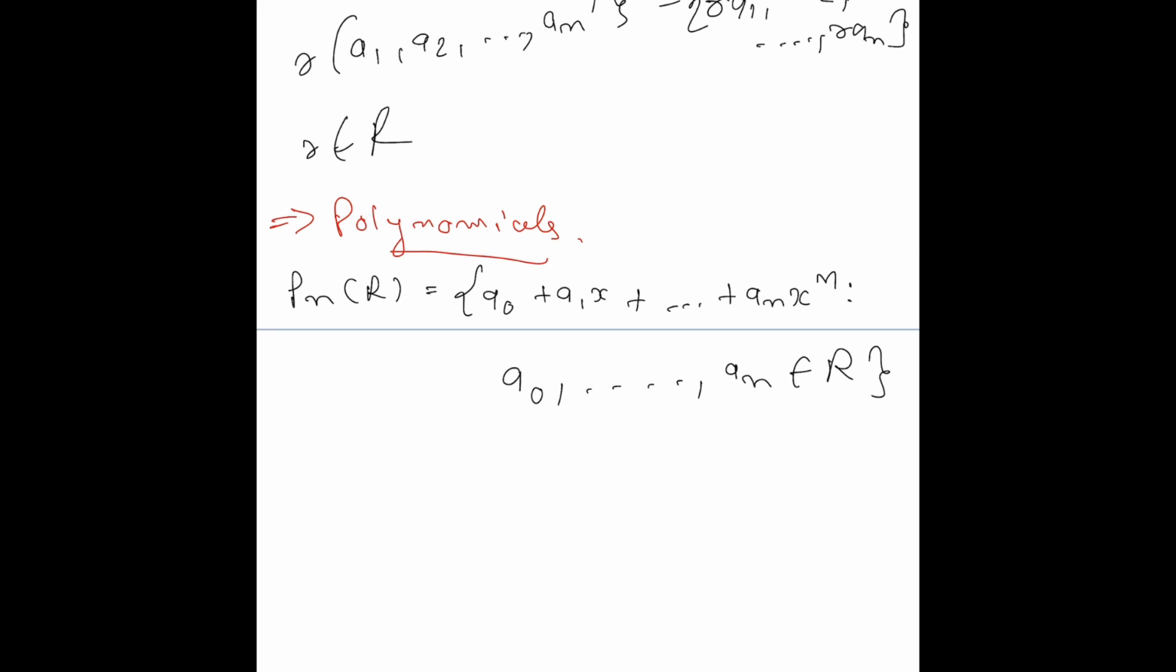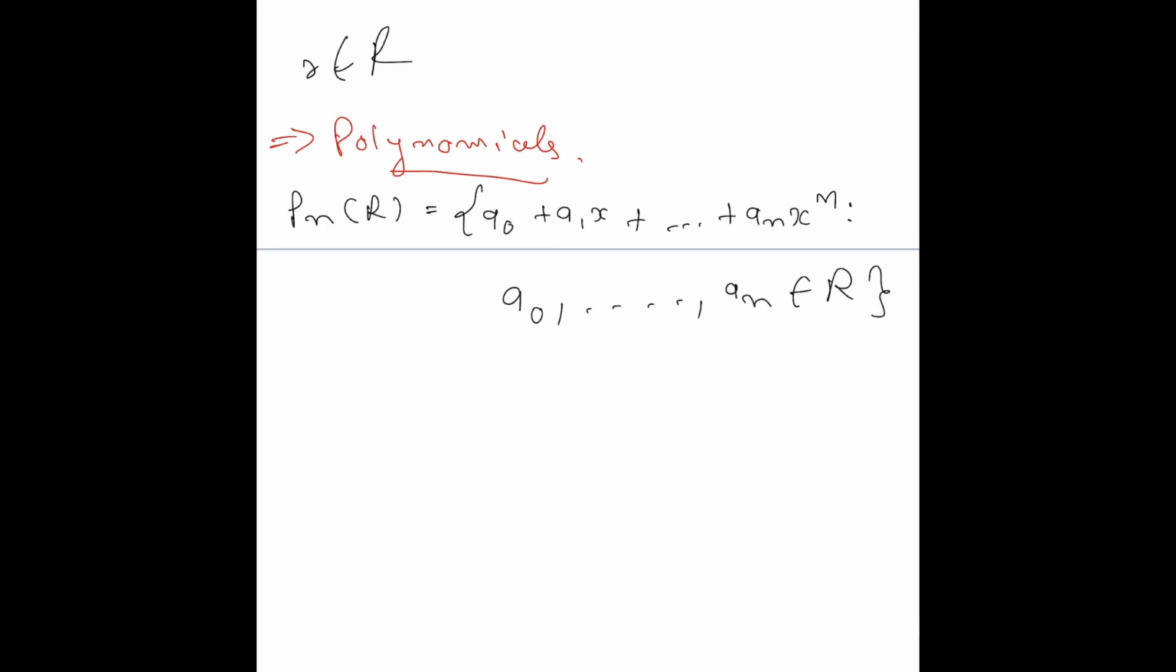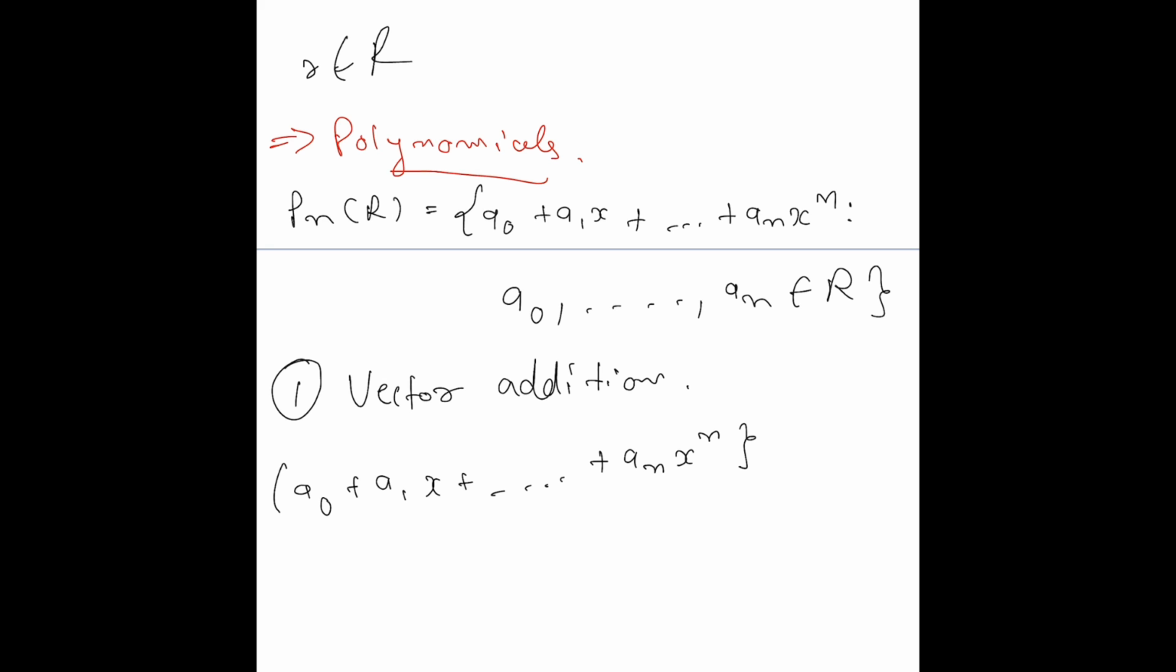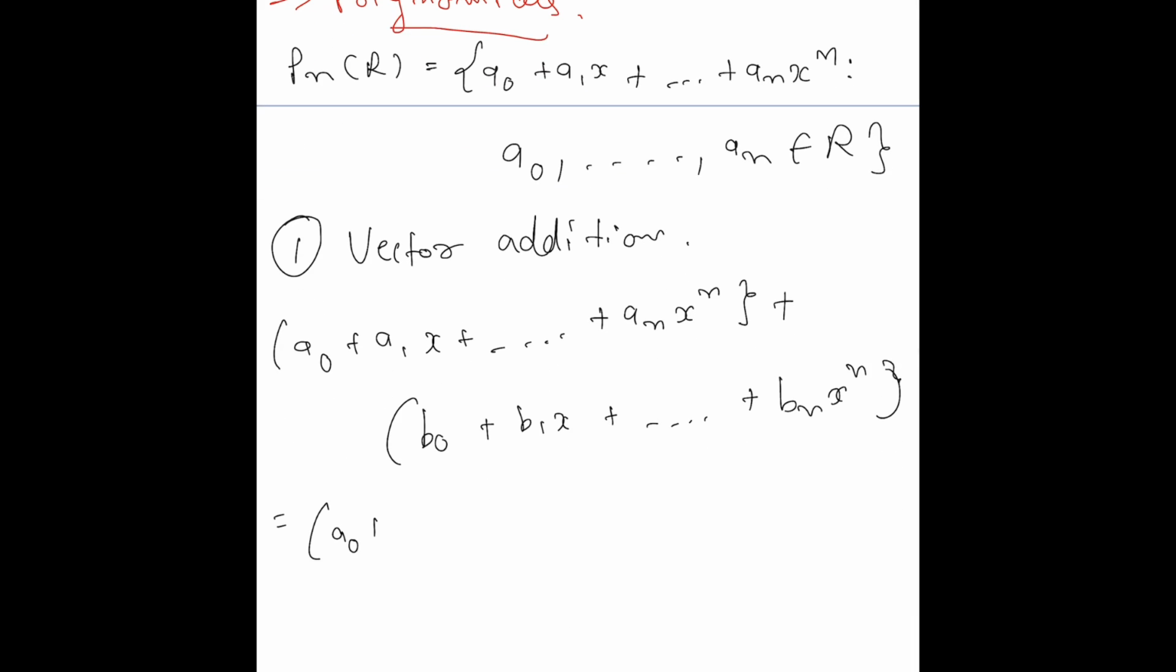So vector addition: it's a0 plus a1x plus up to an x^n, plus b0 plus b1x plus up to bn x^n. So how will we add this? It will go a0 plus b0, plus x times a1 plus b1, up to plus x^n times an plus bn. We will go with elements each by each.